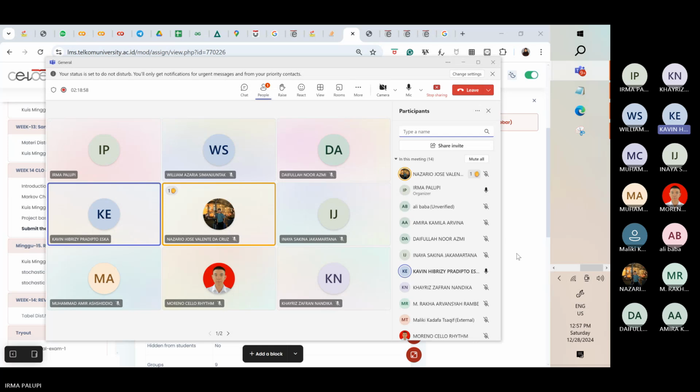Oh, baik. Siap. Makasih, Miss. Miss, mau nanya. Kita pengennya pakai data survei pemasukan sama pengeluaran per bulan. Pakai distribusi normal, Miss. Pemasukan sama pengeluaran per bulan. Itu bisa nggak, Miss?